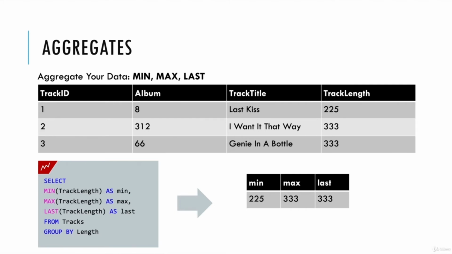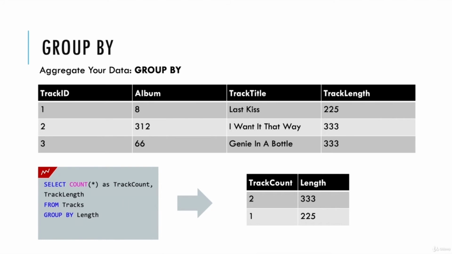So in this example, we have a min, a max, and a last. You can see that max and last happen to be the same, just given the order of the table. But min in this example gives us the lowest track length, and max gives us the highest track length. Last happens to give us the same, but it wouldn't have to. Basically, it's just saying in the current order of the table, which since we're not ordering it is not really guaranteed, the last value is 333.